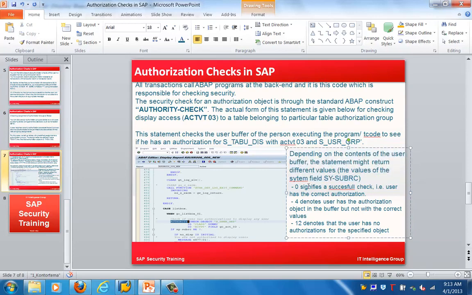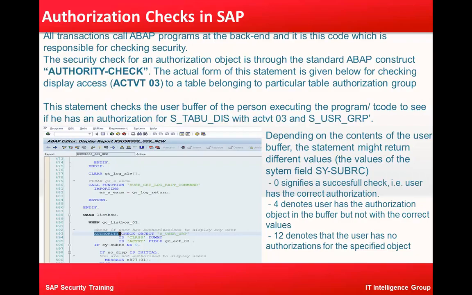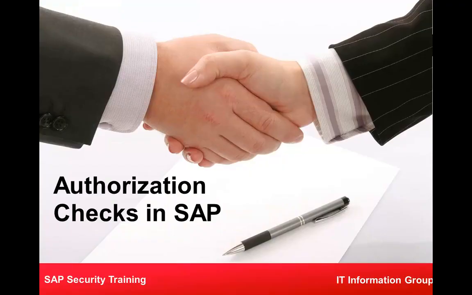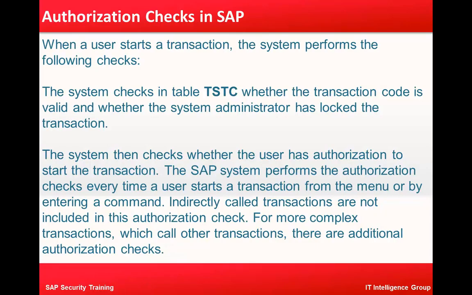Okay, so depending on the content of the user buffer, the statement might return different values. So for example, if a user has a buffer and it returns a value 0, that indicates it's a successful check, that is, the user can log into the system to perform the transaction, that is, the validation is successful.